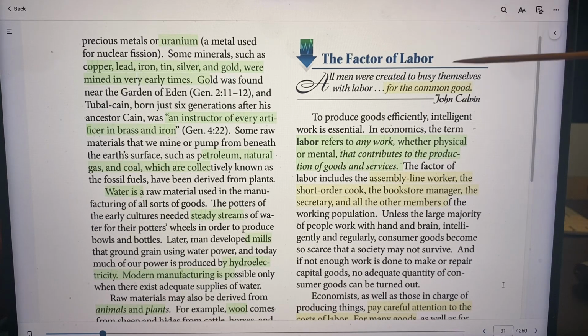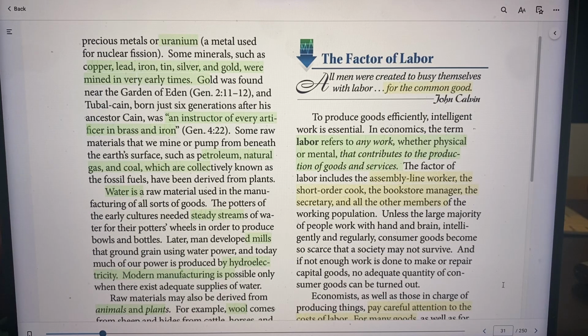Labor. "All men were created to busy themselves with labor for the common good." John Calvin. So labor is number 2. So let's talk about labor. The factor labor for the common good. Labor refers to any work, whether physical or mental, that contributes to the production of goods and services.